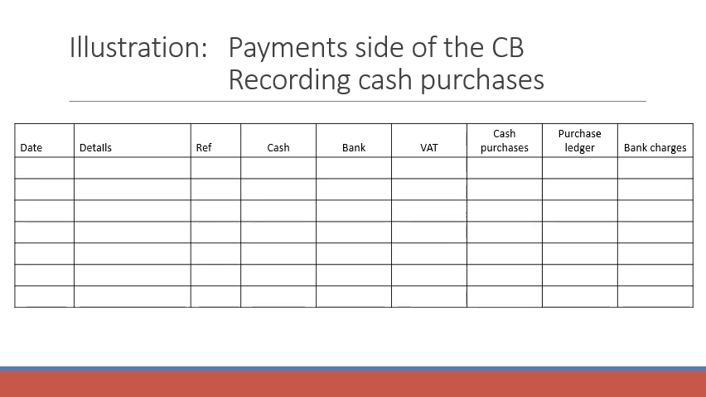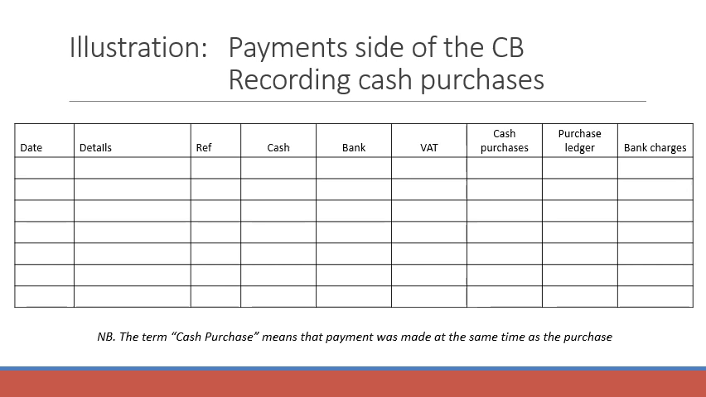So we'll start off with cash purchases. Again, cash purchase simply refers to the fact that payment was made at the same time as the purchase. It doesn't necessarily mean that payment was made in terms of notes and coins. So we would record the date and details, the reference, which could be an invoice reference. We'll record where the money has been paid from. So in this case, it's been paid in cash, and then we will analyze that payment between the VAT, and the net amount will go into the cash purchases column.